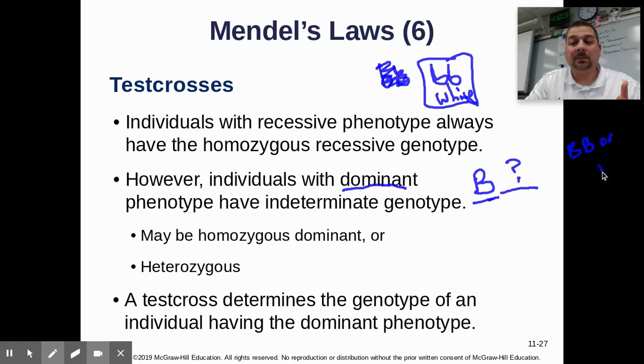Okay. Or is it big B, little b? We don't know which one. So how can we figure that out? We will do a test cross. We will cross this with a homozygous recessive.